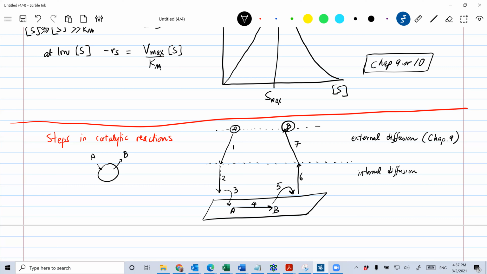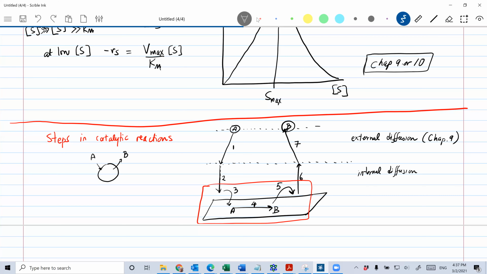Now, for this lecture and the next lecture, we're interested in steps 3, 4, and 5. Okay, and when you get to chapter 9, we'll be interested in steps 1, 2, 6, and 7. So step 3 is adsorption.